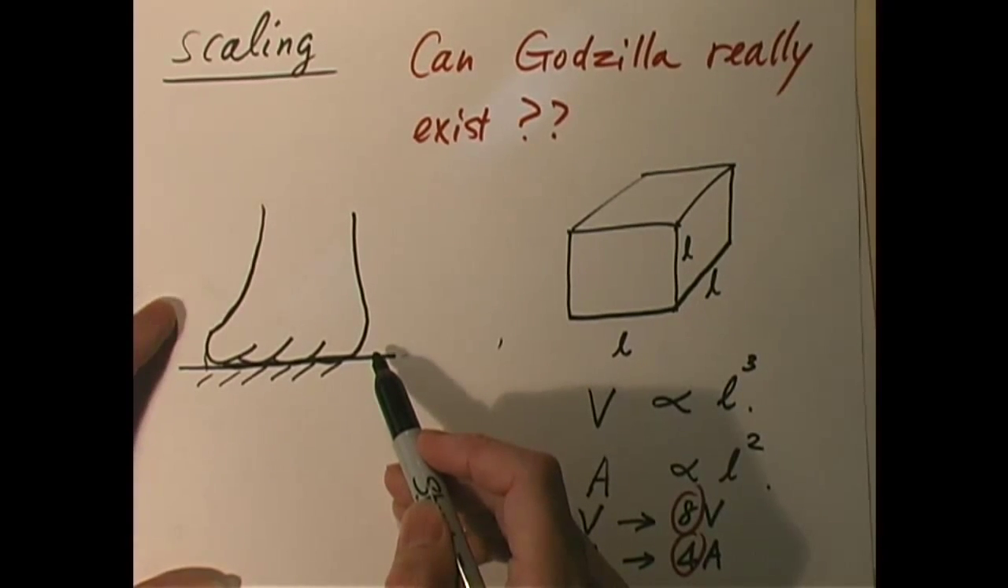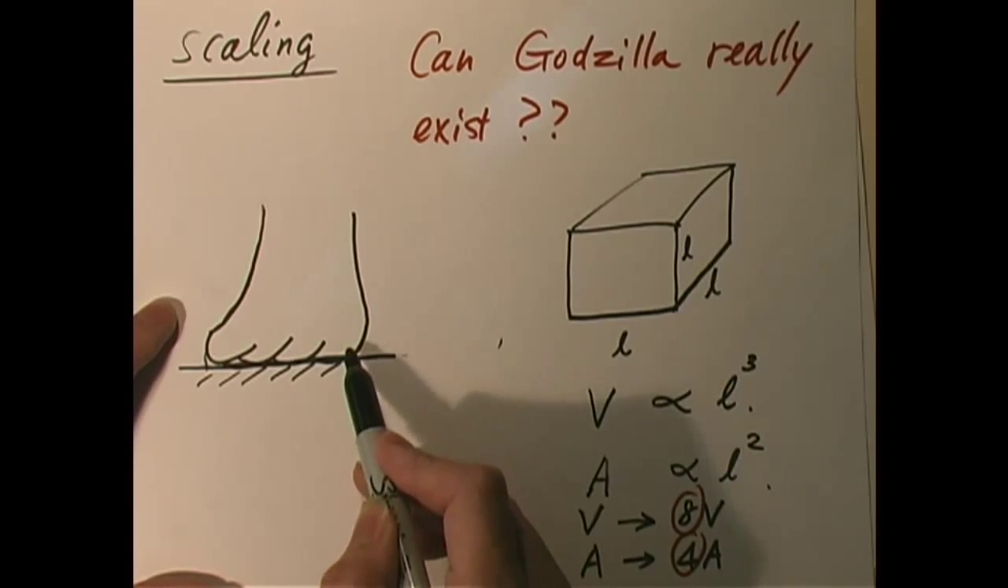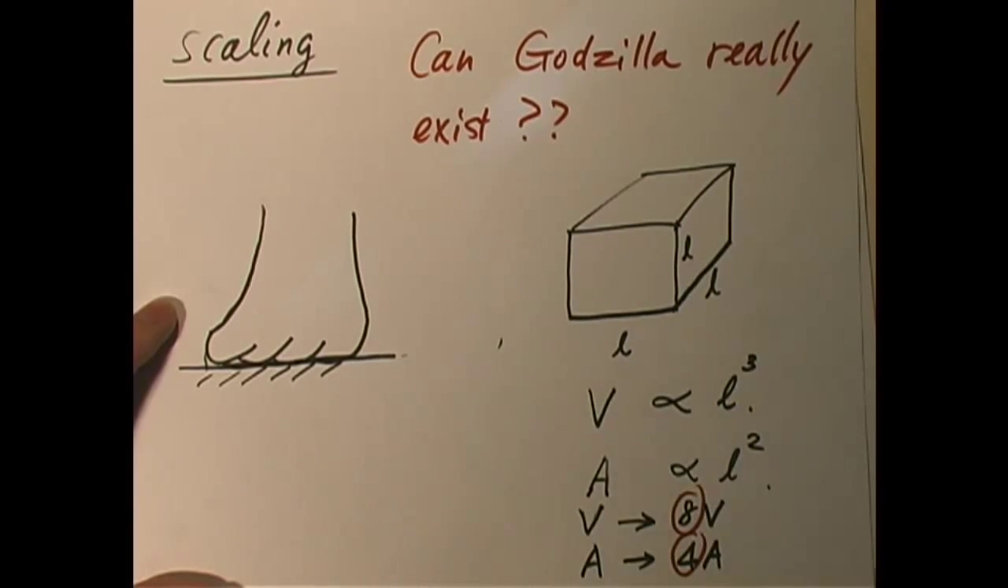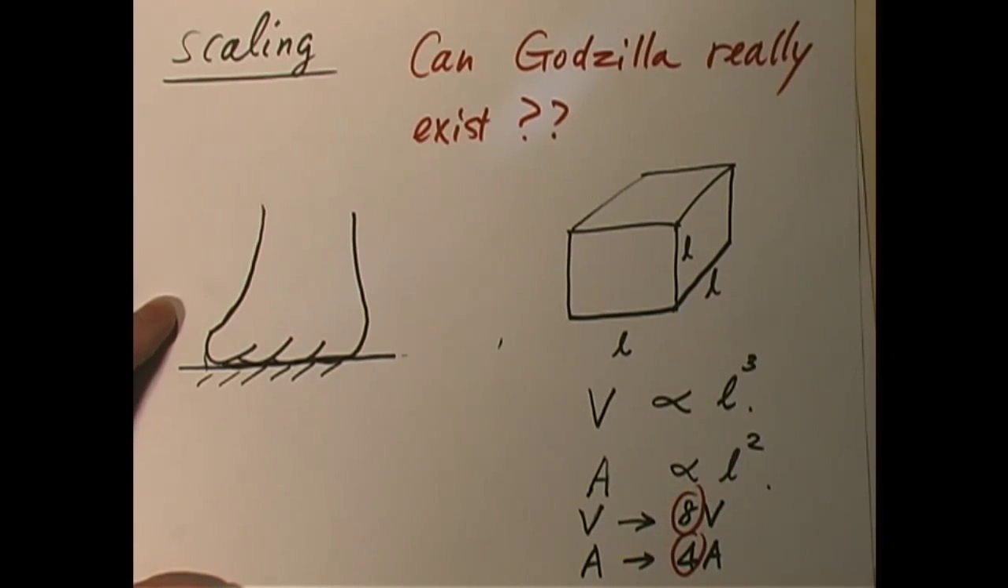What does that tell you? It tells that each square inch of the contact area between the foot and the ground now holds twice as much weight as before. You see that? Okay, that means the bone has to be twice as strong in order to bear the weight for the same cross-sectional area. So if you want to grow the linear size of the animal by a factor of 2, the bone has to be twice as strong.